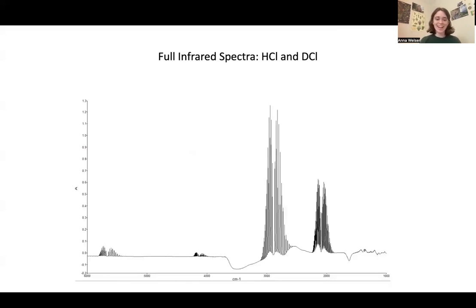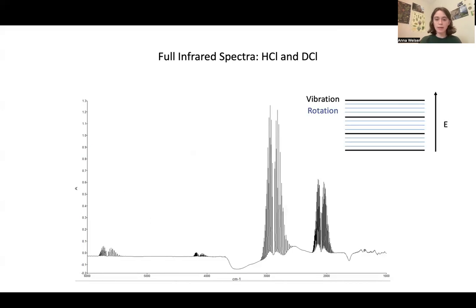Here's our spectra. And by taking a first look, it's immediately clear that we have four groupings of peaks made up of smaller peaks. That should make sense because each of these groups represents a vibrational transition, and then each of the little peaks making them up is a rotation.